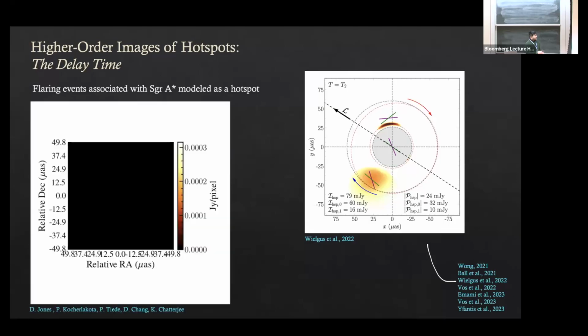And okay, let me actually play this movie. So you can see here, the hotspot has already gone off in the bulk. It'll appear after some time on the image plane because of the travel time from the hotspot to the image plane, right? And the hotspot is moving.